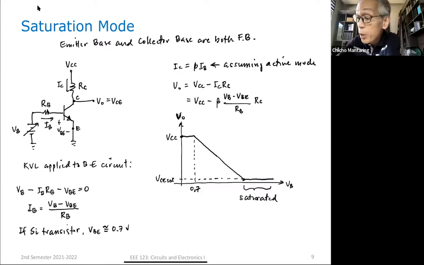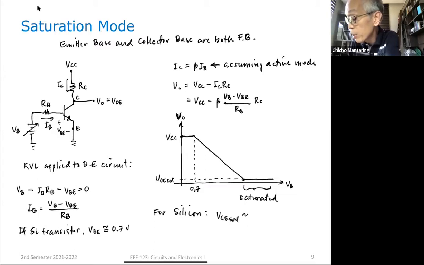In other words, your output voltage cannot become negative. No? If we increase V sub B so that I sub B increases, this will not continue to go down. At some point, the output voltage will stay at VCE sat. And for silicon, VCE sat is approximately equal to 0.2 volts.